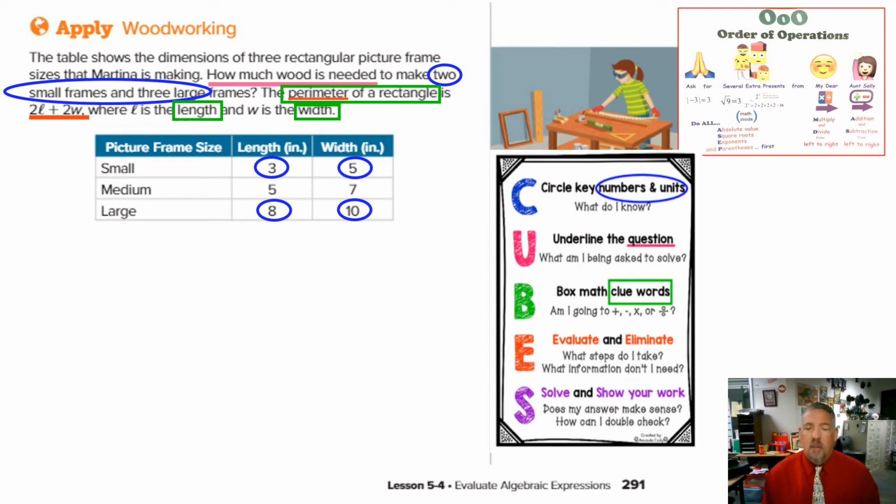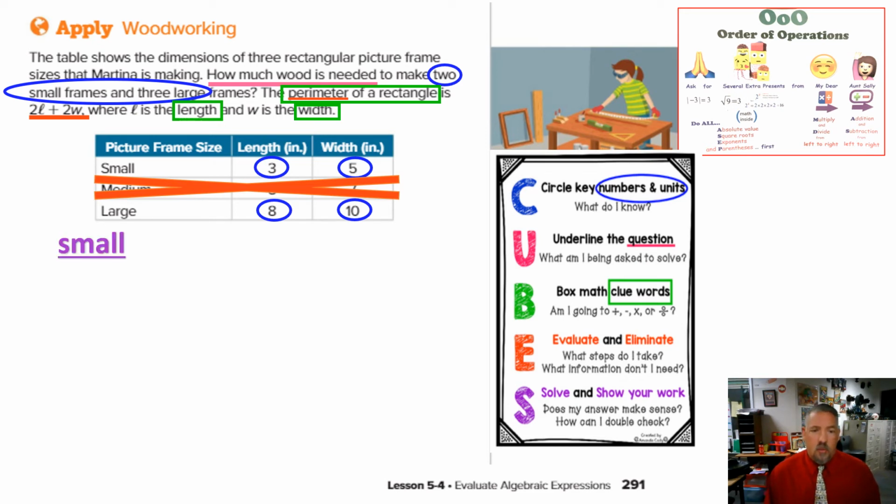All right, so it says to evaluate and eliminate, what steps am I doing? What information don't I need? Well, I'm not using that medium, right? So cross out the medium. It's there to confuse me. I don't need it. I don't even want to see it. All right, so then the S in cubes. Solve and show my work.